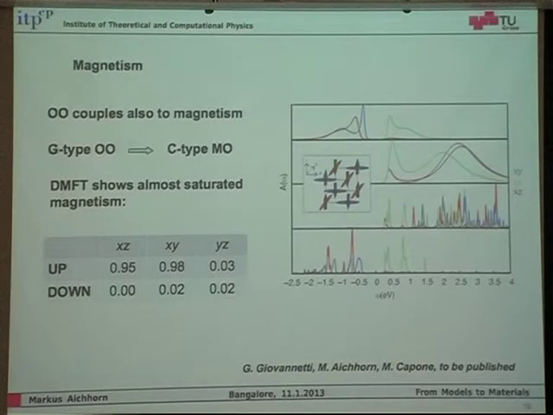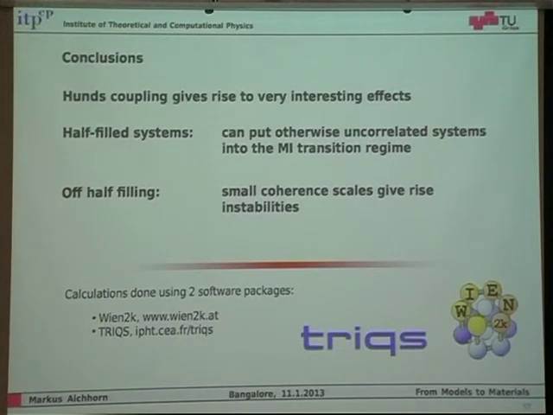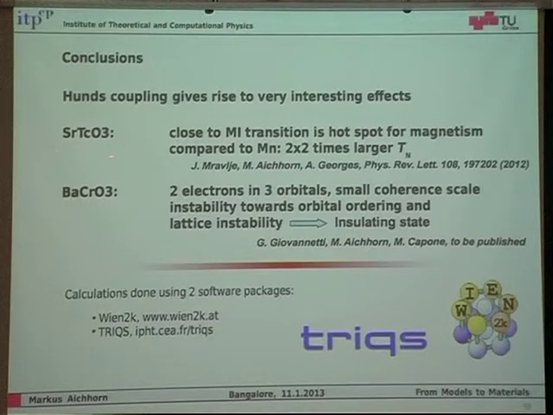And this, I hope, will be done next week or so, that you see it on the archive to some extent. Now, there are the conclusions. Since I'm, I think, done with my 5 minutes, I just let it there. I just switch to the materials. That's strontium technetium 3, which is half filled and therefore close to the metal insulator transition, proves to be a hot spot for magnetism, so it's 1000 Kelvin. And this picture of being on the verge of being localized gives an explanation for this. And in the chromium oxide, we have 2 electrons in 3 orbitals, small coherence scale. That gives rise to instability towards orbital ordering and lattice instabilities.